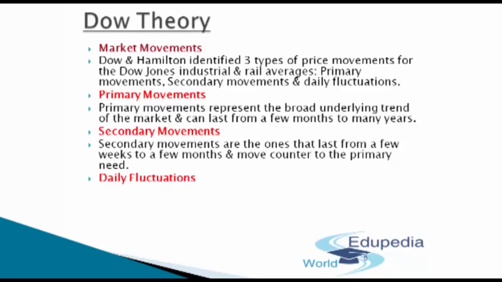Then come daily fluctuations. So guys, daily fluctuations are the ones which can move with or against the primary trend and last from a few hours to a few days, but usually not more than a week. Daily fluctuation has the shortest span of time as far as investment is concerned. Secondary movement has a longer time span than daily fluctuation, but a lower one than primary movement. Primary movements have the largest span of time as far as securities investment is concerned. So that's the basic difference between these three.